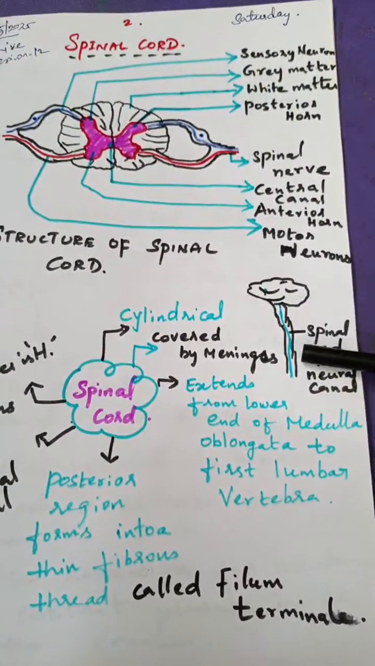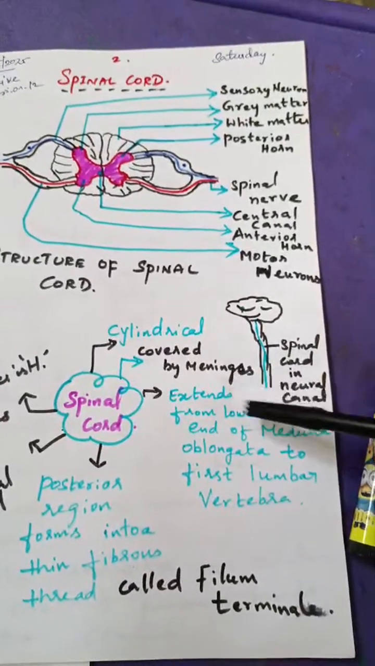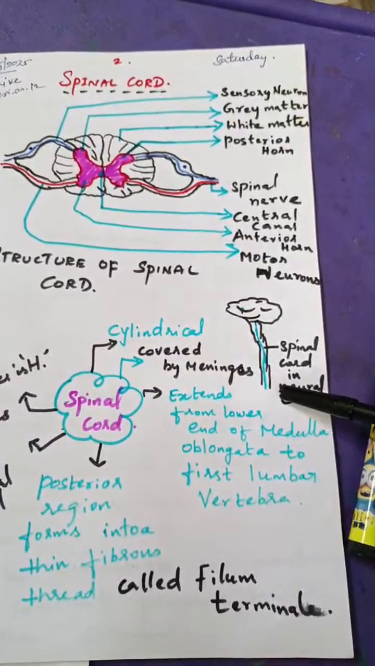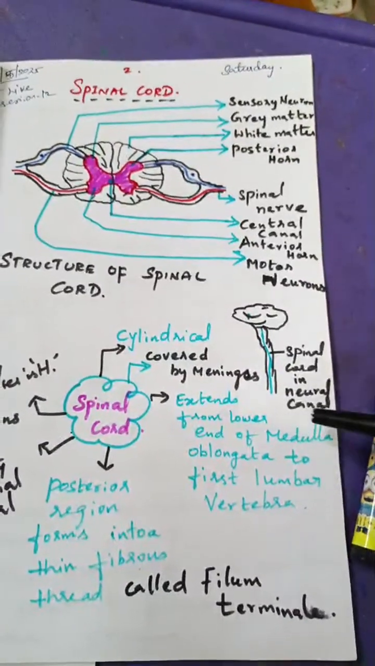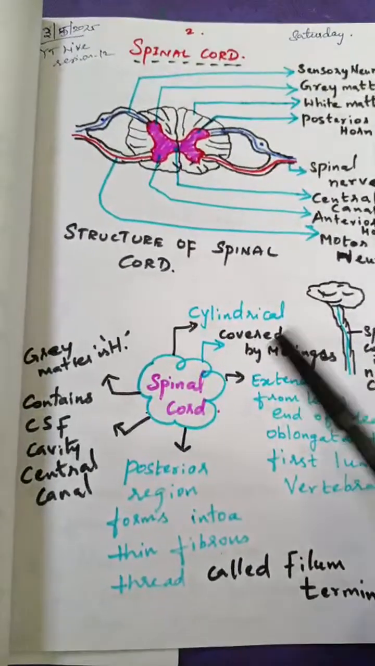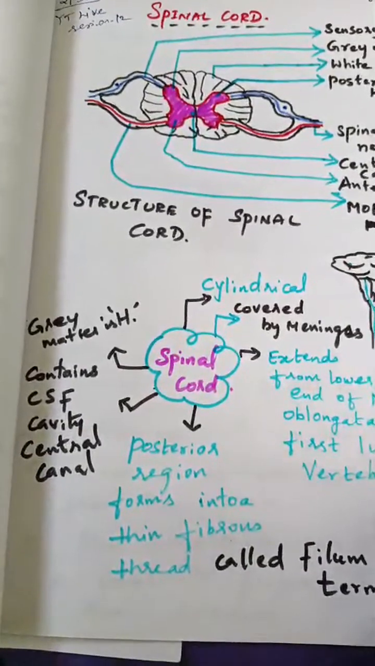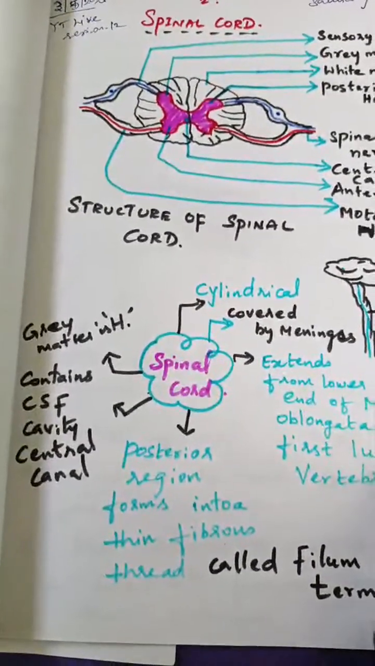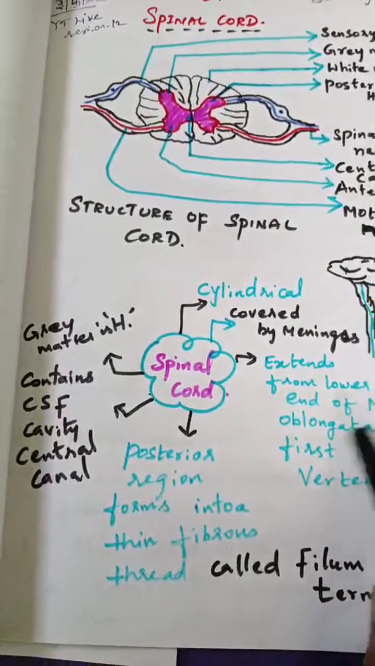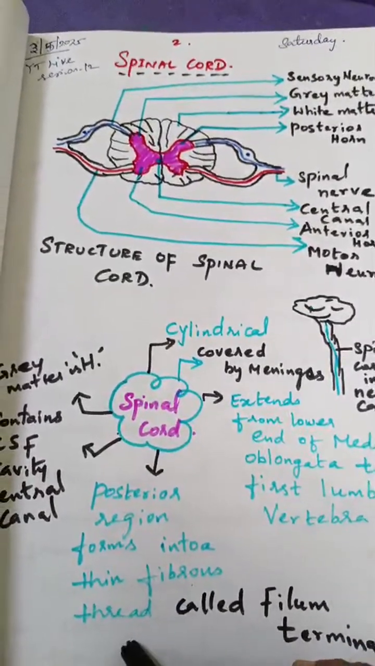The membranes are there, and then it extends. Just now I told you it extends from the lower end of the medulla oblongata to the first lumbar vertebra in the backbone. And the posterior region, that is the end part of the spinal cord, will form a thin fibrous thread.